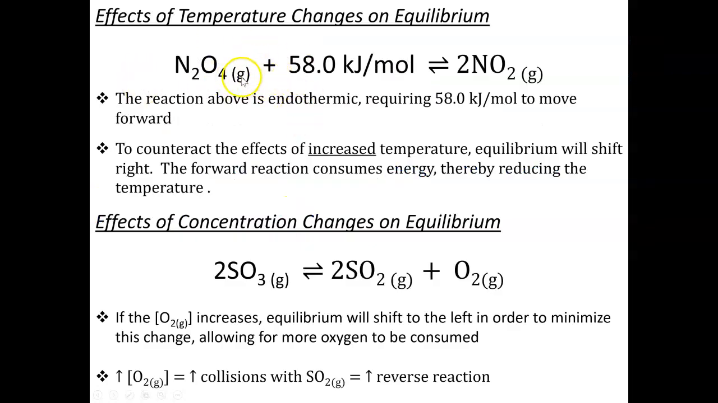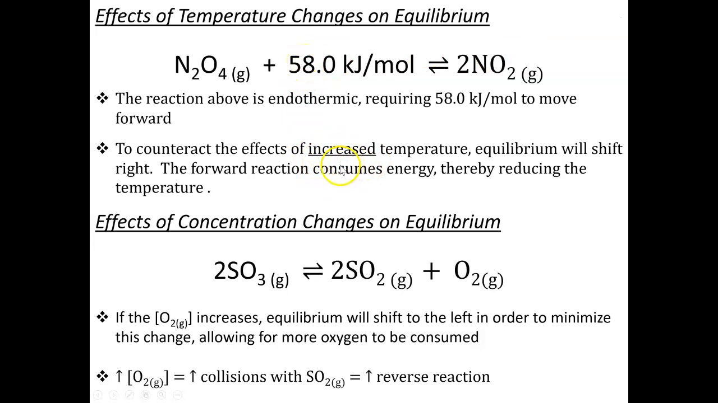So in this reaction, going forward, we see that energy is a requirement. I need energy to break the N2O4 into NO2. As such, the reaction is endothermic. But if I were to write it in the other method, instead of writing the energy on the reactant side, I would just off to the side in brackets write delta HR equals positive 58 kilojoules per mole, because I must add energy into the system itself.